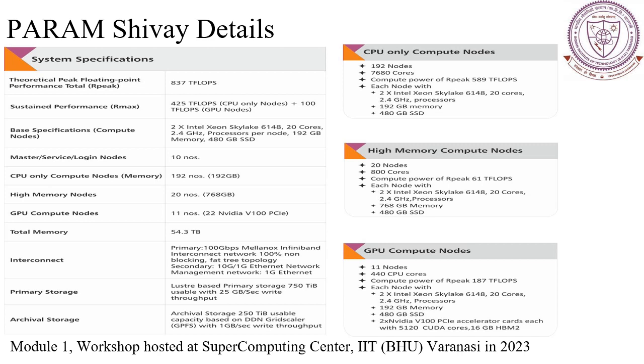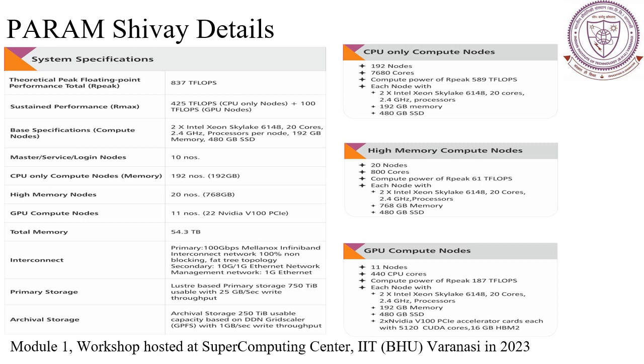It is calculated by multiplying the number of cores in the system by the clock speed of each core by the number of floating point operations that each core can perform in one cycle. In the case of Param Shivay, the theoretical peak floating point performance is 837 teraflops. This means that the system can theoretically perform 837 trillion floating point operations per second.